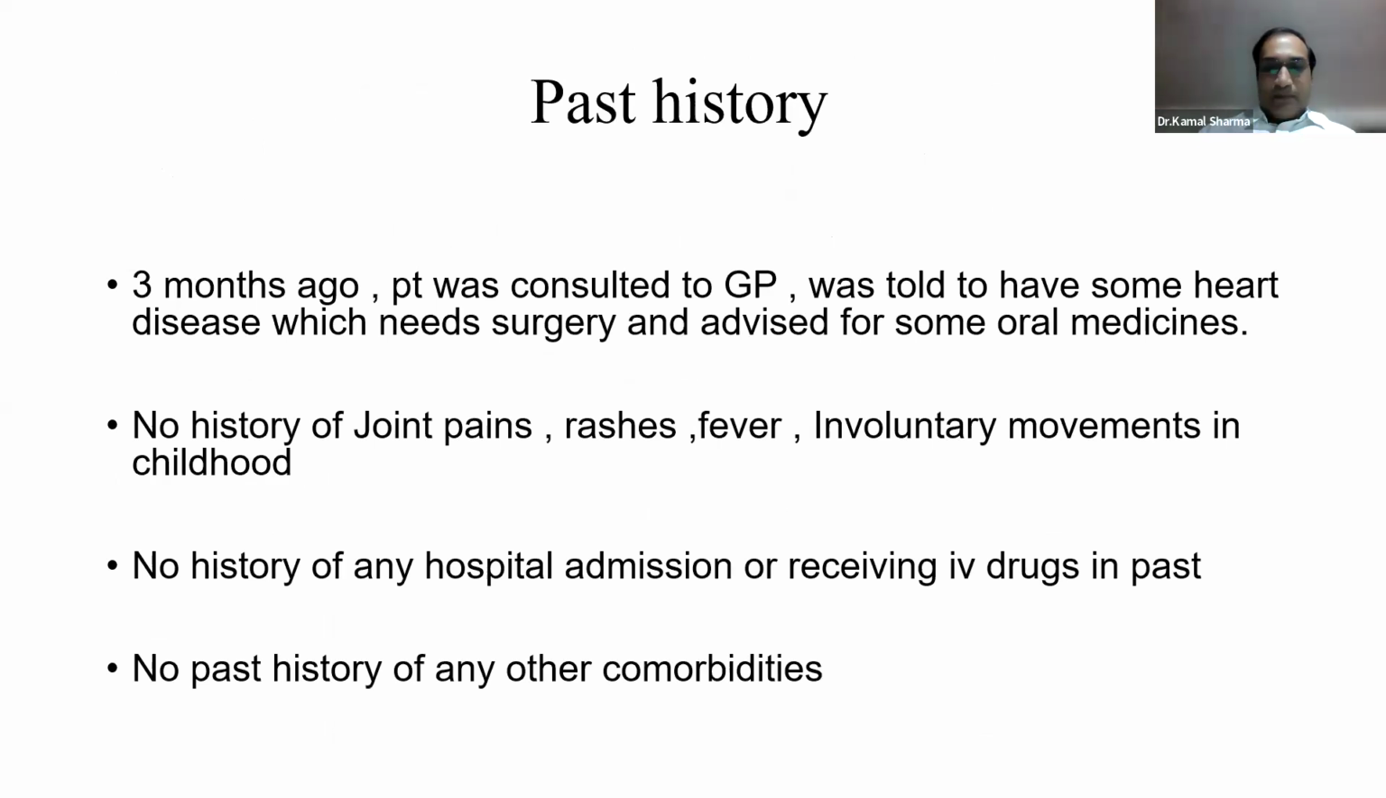The past history: before 3 months, the patient consulted a general practitioner, was told to have some heart disease which needs surgery, and was advised some oral medicines. There is no history of joint pain, fever, or involuntary movements in childhood. There is no history of any previous hospital admission or receiving any IV drugs in the past. There is no history of diabetes, hypertension, ischemic heart disease, hypothyroid disorder, tuberculosis, or any CNS disorder.